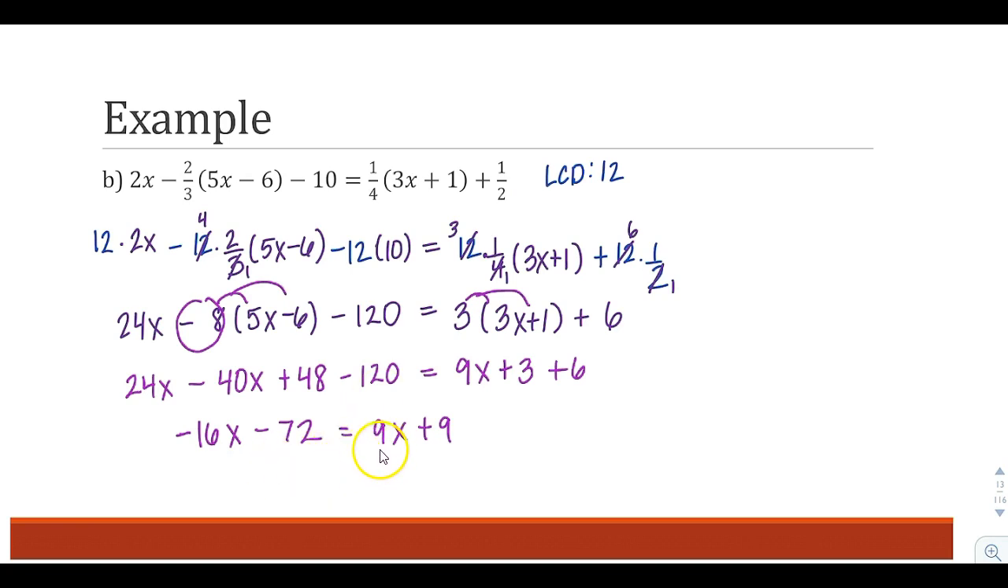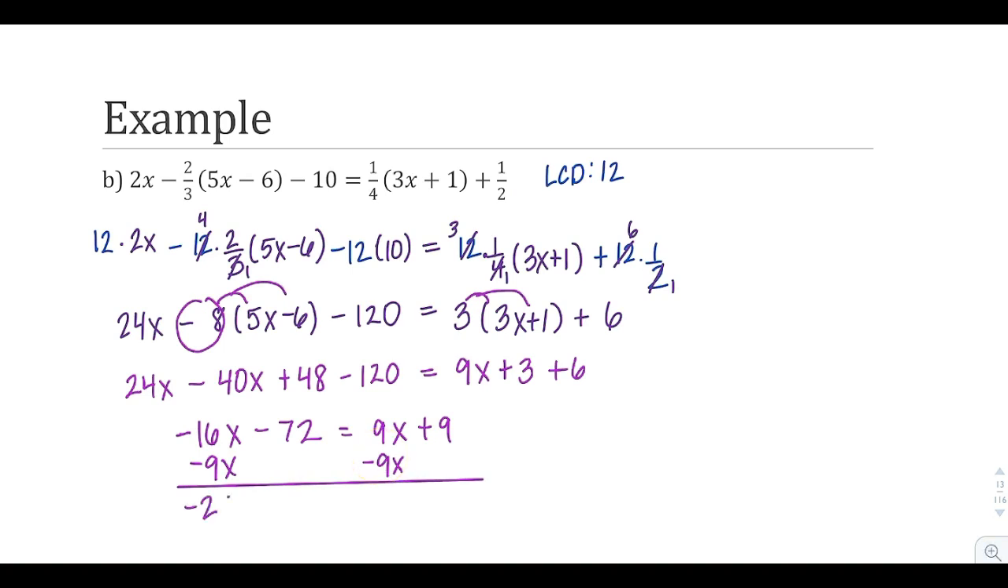And now we're going to need to get our 2 remaining x terms on the same side of the equal sign. So I'm going to subtract 9x from both sides. So subtract 9x, subtract 9x. And we're going to go ahead and get negative 25x minus 72 is equal to just 9. The 9x minus 9x is just 0, so we wouldn't write that.